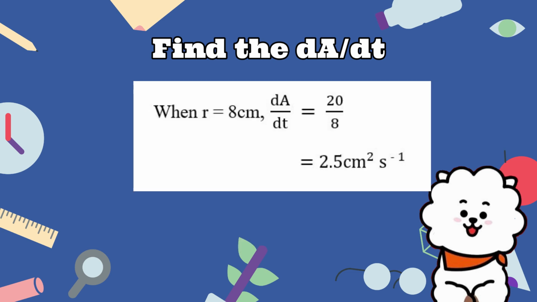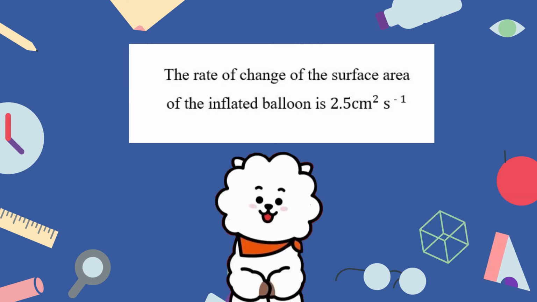Now that we know dA over dt is equal to 20 over r, we need to replace r with the given radius, which is 8 cm. So 20 over 8 is equal to 2.5 cm squared per second. Now we can conclude that the rate of change of the surface area of the inflated balloon is equal to 2.5 cm squared per second.